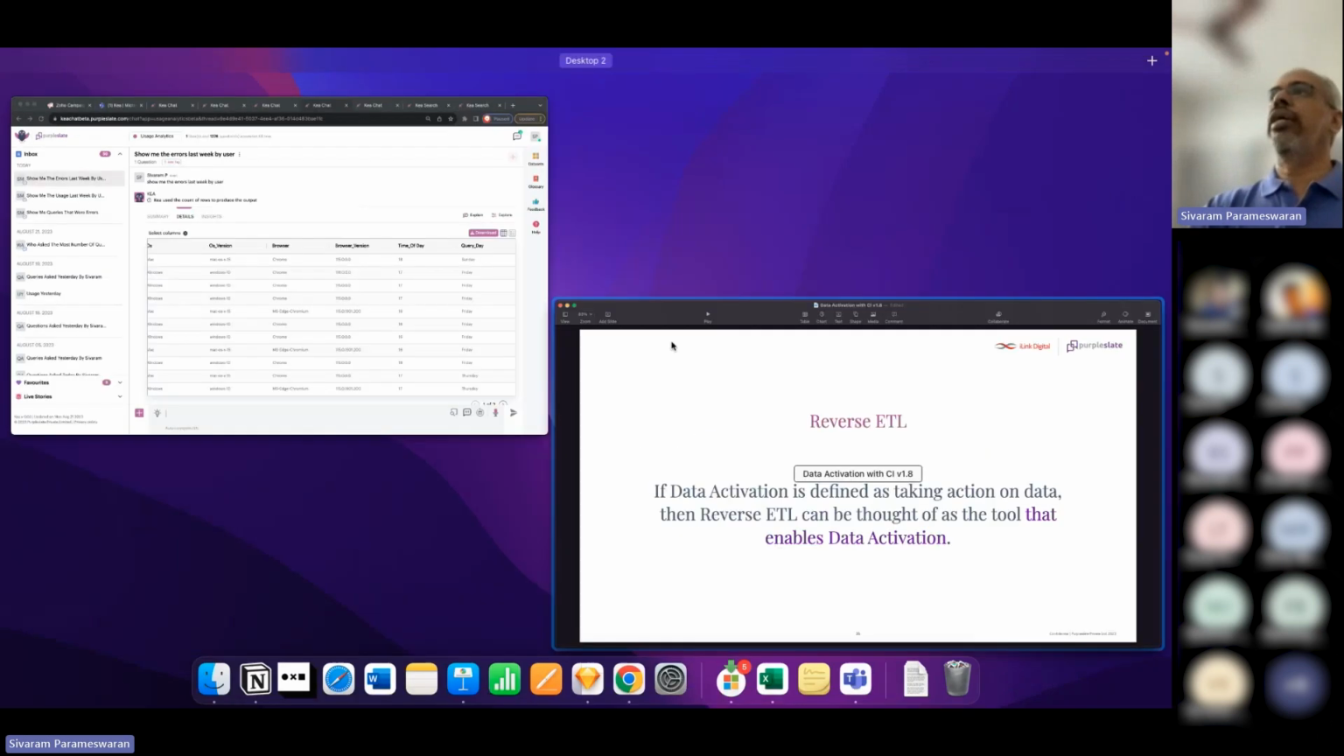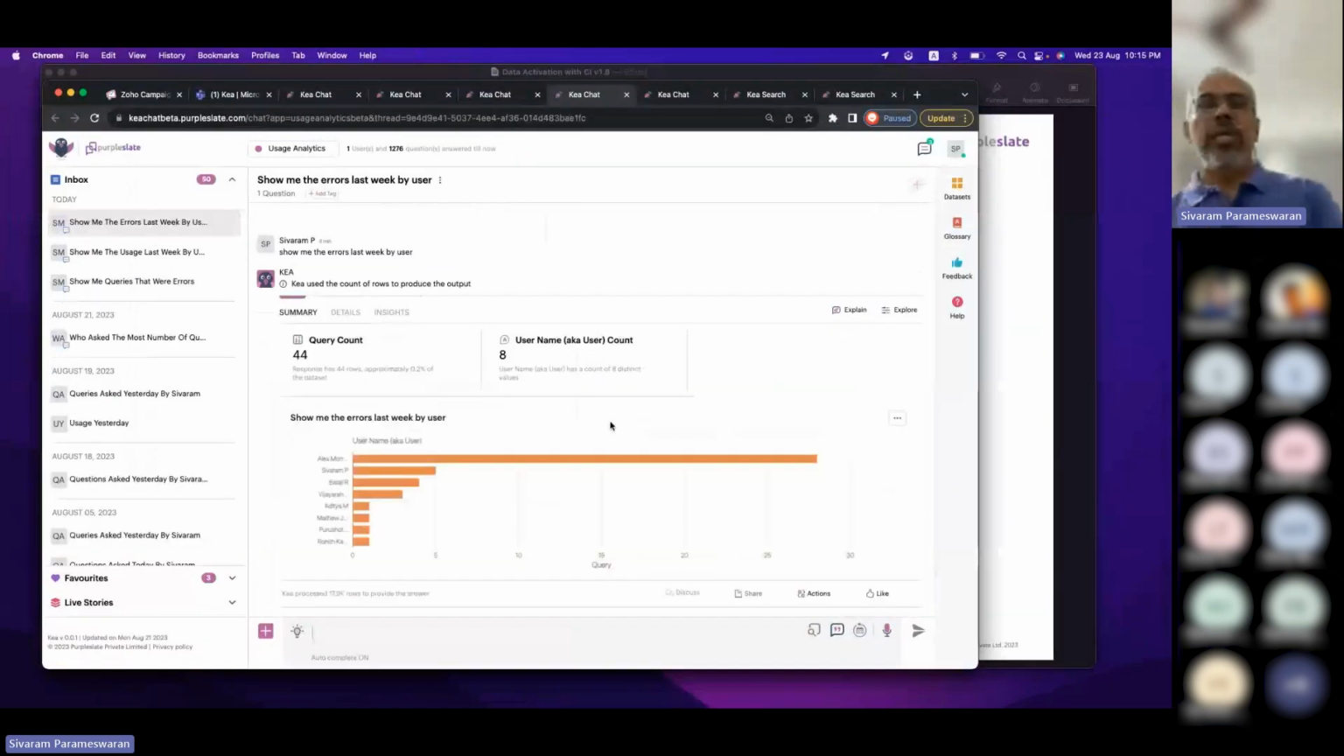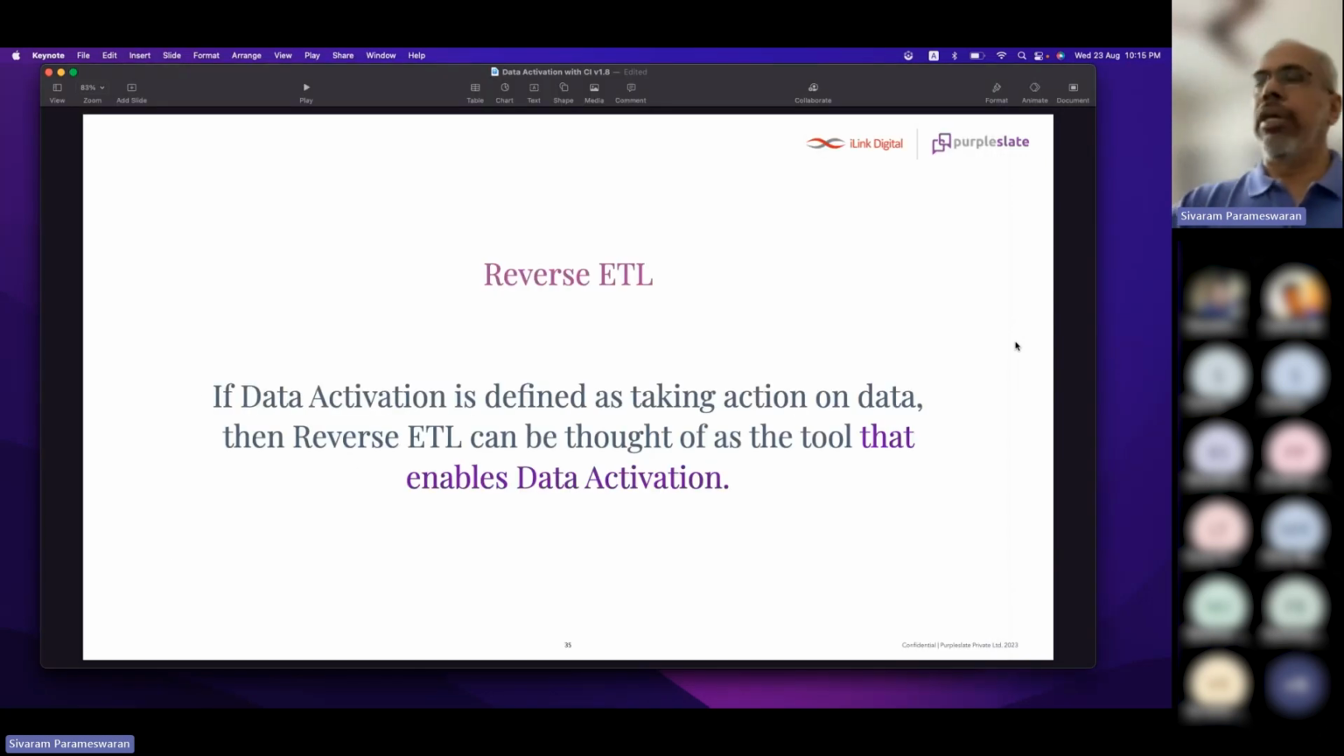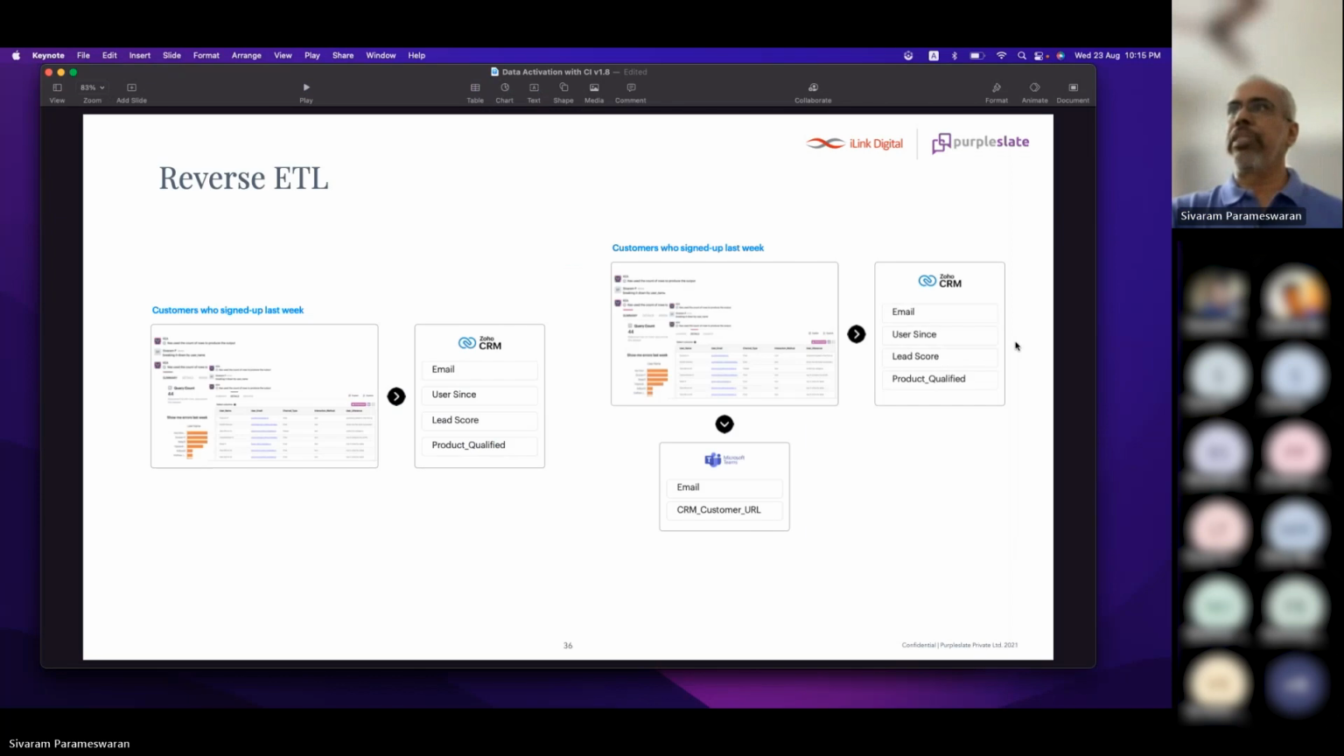If you really look at it, the answer to these questions came from a warehouse. Now, how do I take this back and feed it to a source application? I think that's what happens in the data activation layer, using this concept called reverse ETL. So basically, you take the output and map it back to the source systems.